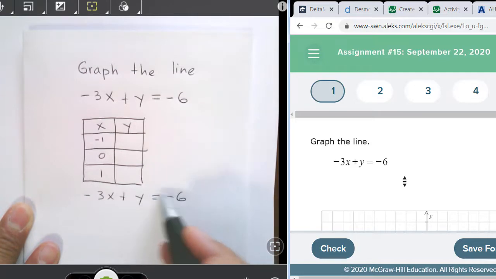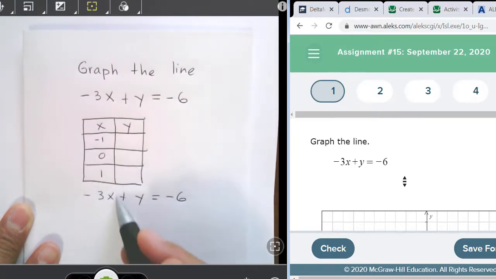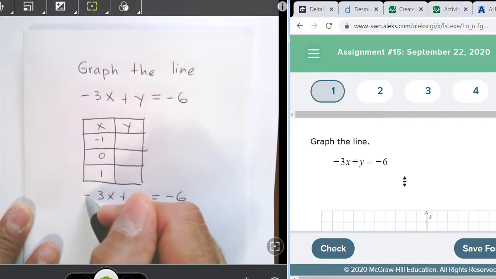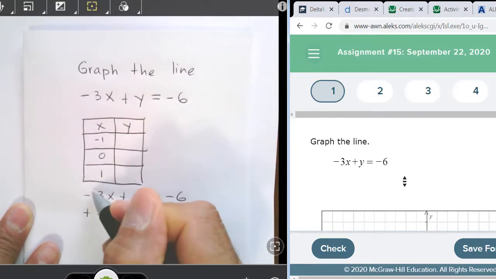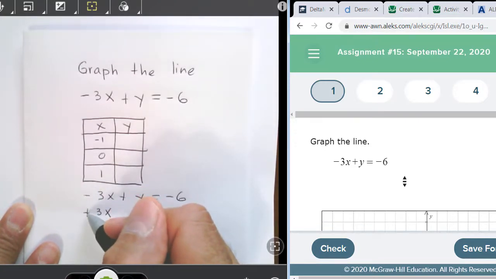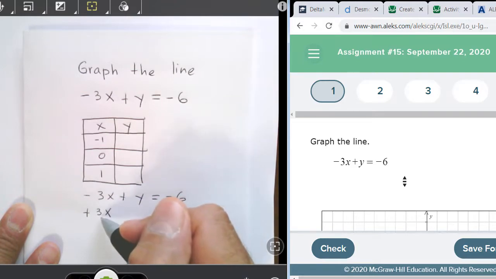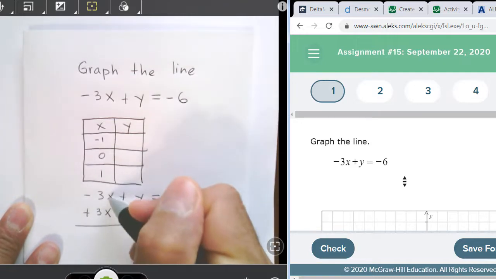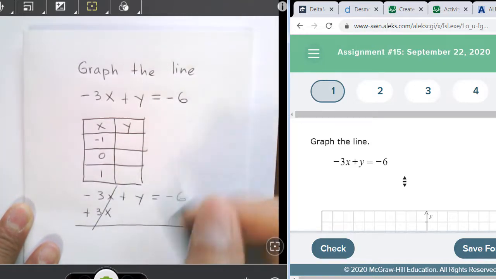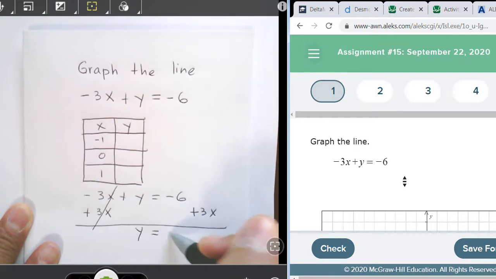So look, I need to have the y just by itself. The problem is this element has the expression here, so this is a negative. I'm going to add 3x, the opposite sign, because what I do on this side of the equation, I do on the other side too. So this is eliminated, and I got the y here, and -6 plus 3x.